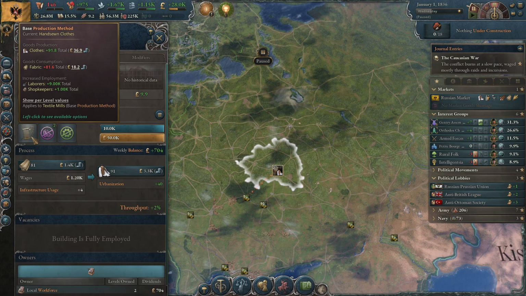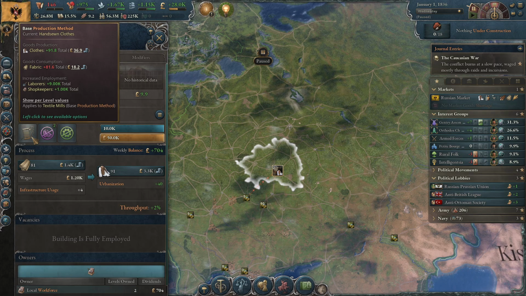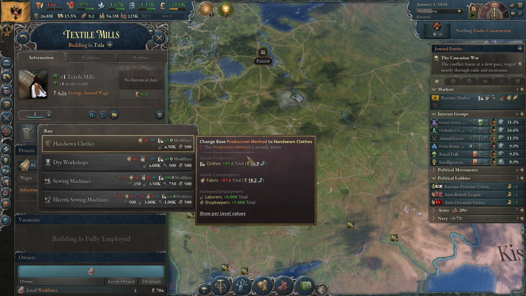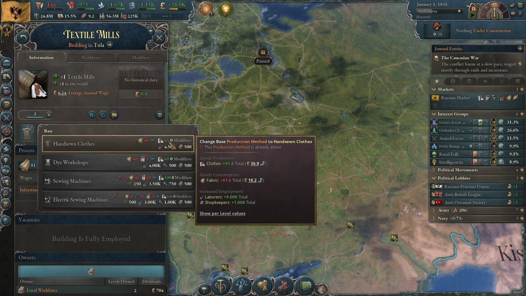It's usually, in most cases, a basic good, but depending on the building, it could be certain luxurious goods, such as the synthetic plant makes dye initially, as an example. In this case, the production method for the textile mill decides what goods it uses as an input, what goods it makes as an output. And right now, at hand-sewn clothes, it uses fabric to make clothes. It's at a very bad ratio for fabric to clothing too. As you can see, 40 fabric to 45 clothes.